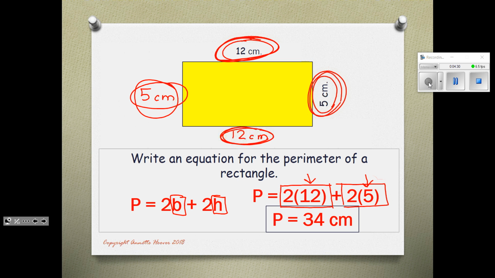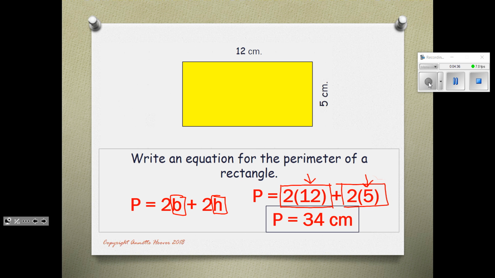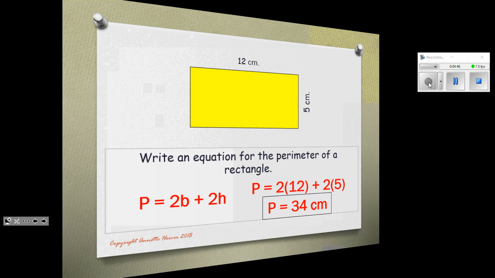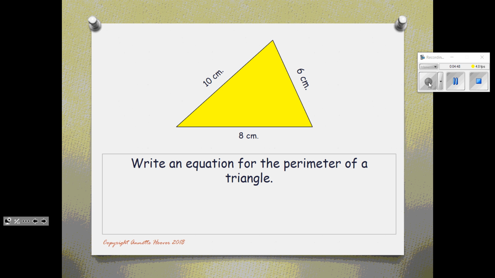And since in this shape they told us that the sides were centimeters, it's really important that we label it centimeters. Because if you just say the perimeter is 34, there's a huge difference between 34 centimeters and 34 miles. So we need to use our units. There is an equation we use for the perimeter of a triangle. Remember, perimeter is the sum of all the sides. And on this triangle, all of the sides are different.